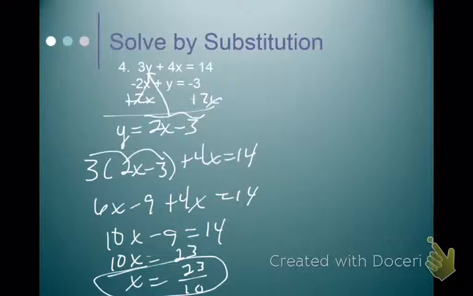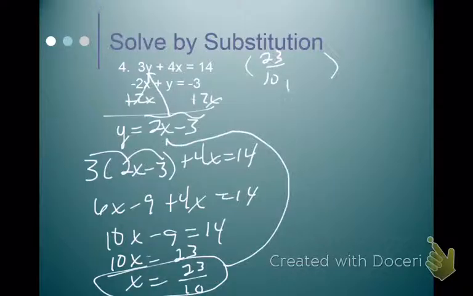We're still going to have to go find out what the y value is. So right now we have half of an ordered pair, which is the solution to this system. I'm going to be strategic about this again. I'm going to substitute this value in for x where it makes the most sense, and that is right there, because y is already by itself. I don't have to do a lot of algebra. So y is equal to 2 times 23 over 10 minus 3.